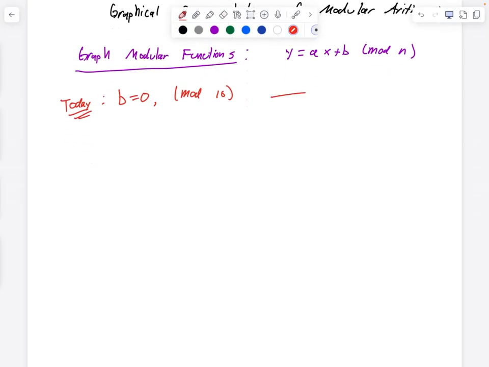Just as a reminder, 10 mod 10 is congruent to what? What is 10 mod 10? 0. 12 mod 10 would be 2. So when we're setting these problems up and we're creating our table, that's going to be very important.